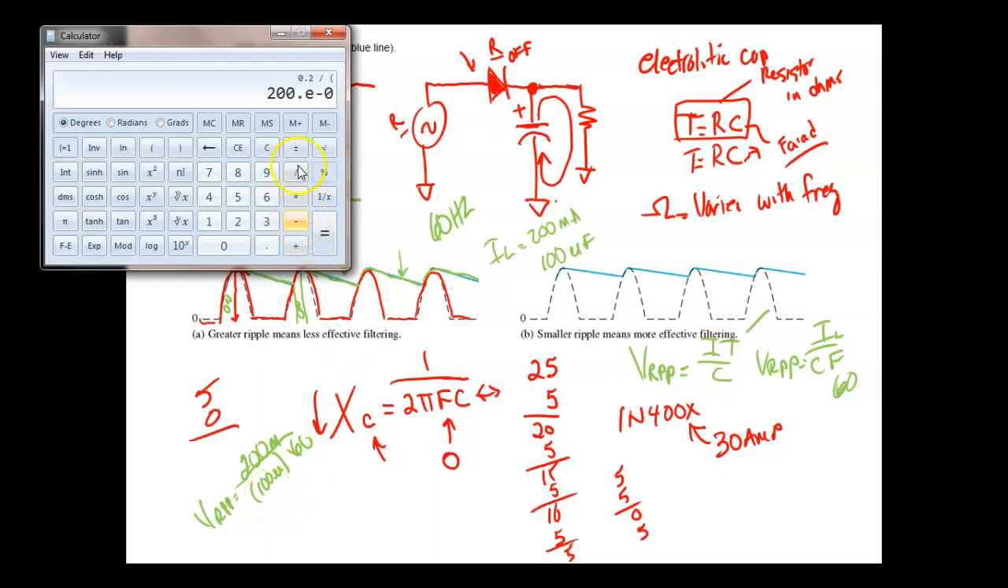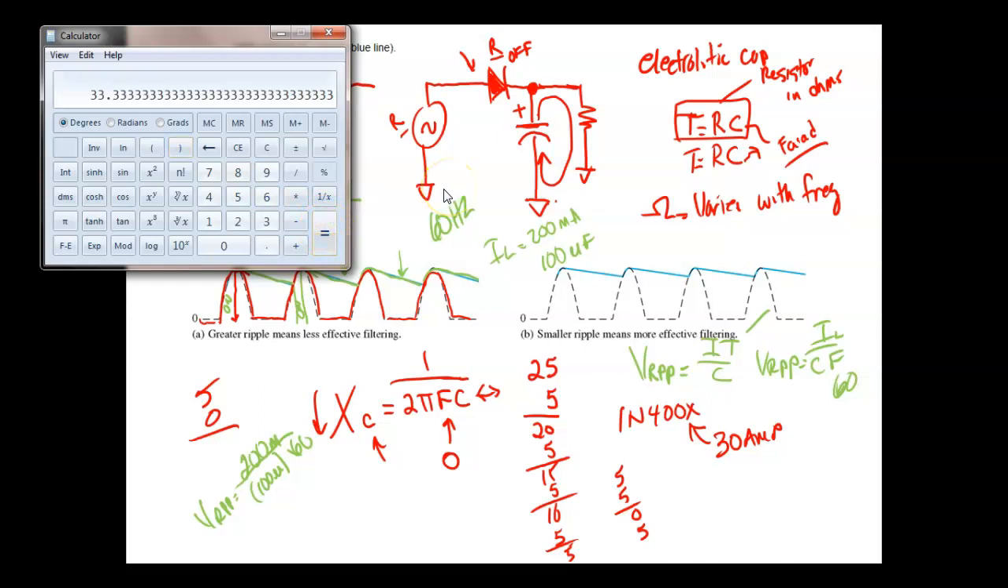Oh, wrong. At the top. So I did it wrong. Sorry, I was reading the wrong numbers. So let me start over. 200 milli, right? 200 times 10 to the minus third. Then we'd say divided by. Then I'd open parentheses, and I'd say 100 times 10 to the minus 6 times 60. Now I close my parentheses, and then I say equal.